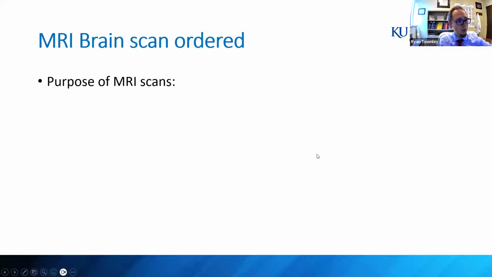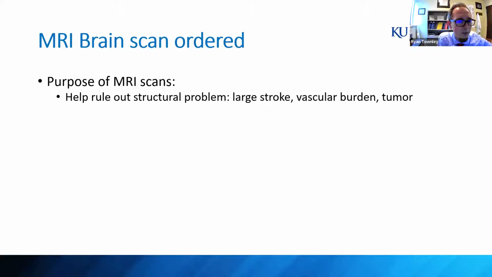So an MRI scan is ordered. That's an important piece of that puzzle. And so the purpose of these is to help rule out a structural problem. What if she had a large stroke within the left hemisphere of her brain that we just never knew about, or if she had a tumor growing in that region, a slow growing one?